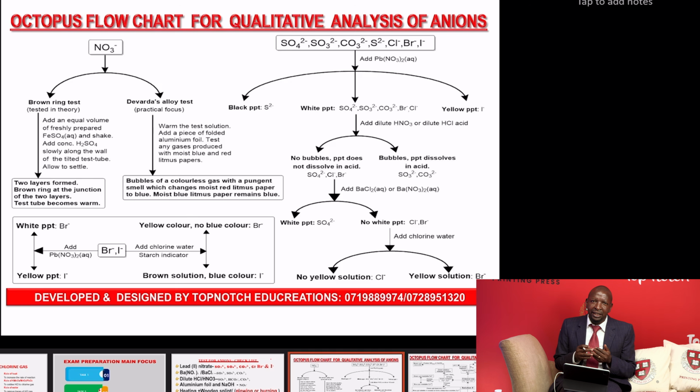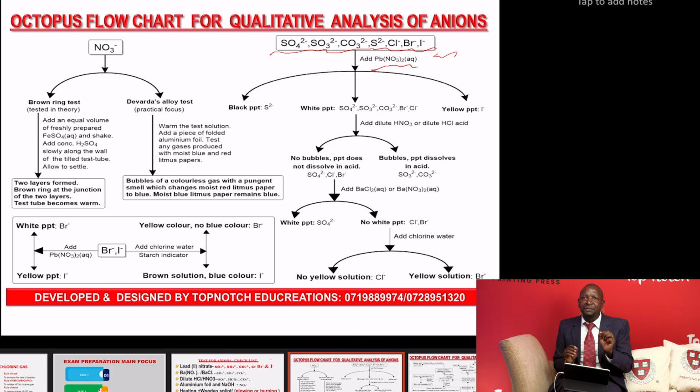Using the Octopus technique, I have summarized how to analyze the anions. So let's move together. First of all, we have the group comprising 7 anions, as you can see here on the screen. We have sulfate, sulfite, carbonate, sulfide, chloride, iodide, and bromide. They are 7. All those 7 can be tested using lead nitrate.